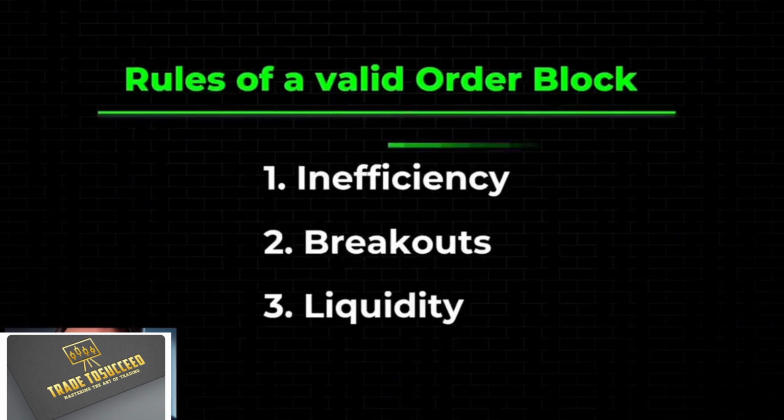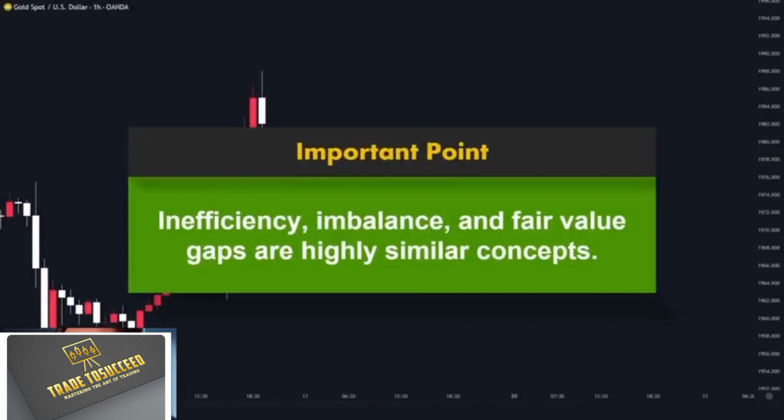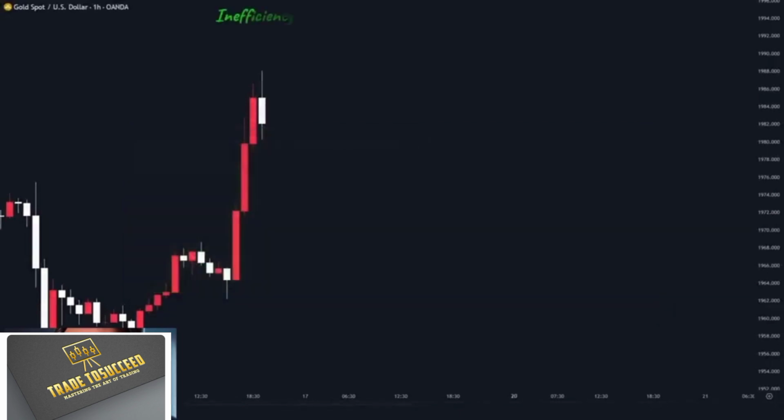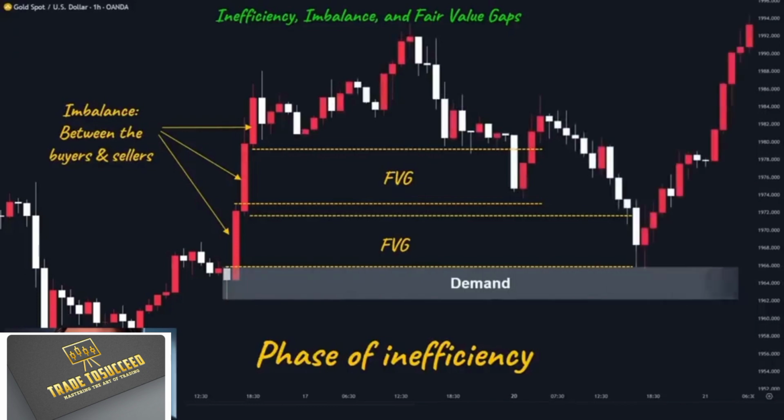The first rule is having inefficiency. Inefficiency, imbalance, and fair value gaps are highly similar concepts. When a large amount of money enters the market and creates an imbalance between the buyers and sellers, the fair value gap patterns form between the candles, creating a phase of inefficiency. These movements on the chart show that smart money has entered the market and affected the price. Price often returns to these areas to accumulate the remaining orders, which creates a trading opportunity.